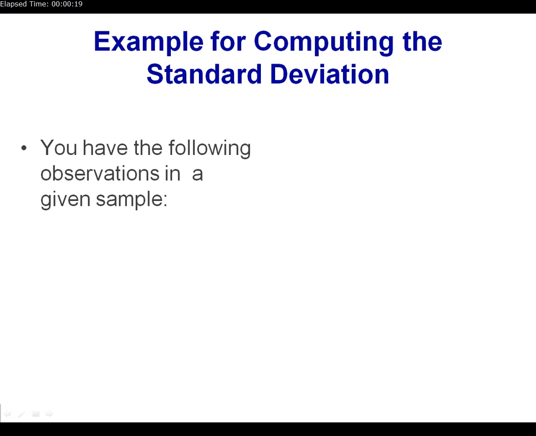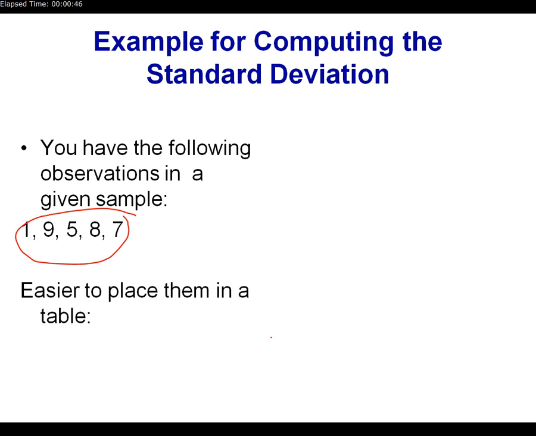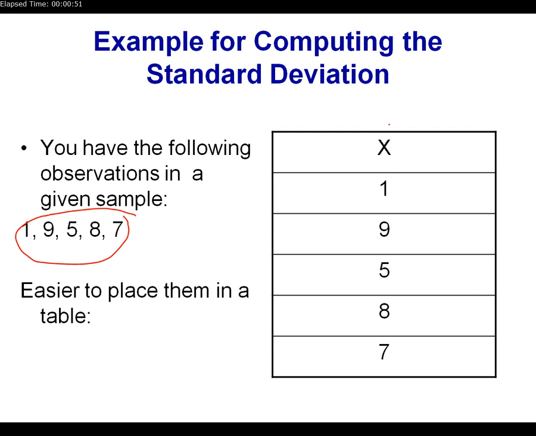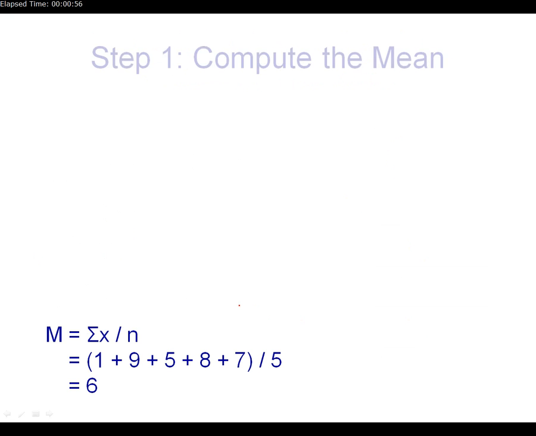You have the following observations in a given sample. You can't see this, but I'm changing all these numbers on the other side of the screen, and I'm clicking on the wrong screen. But the numbers that we are dealing with are 1, 9, 5, 8, and 7. It's easier to place them in a table than just leave them sitting out there on the line. So let's go ahead and do that. So my X scores are 1, 9, 5, 8, and 7.